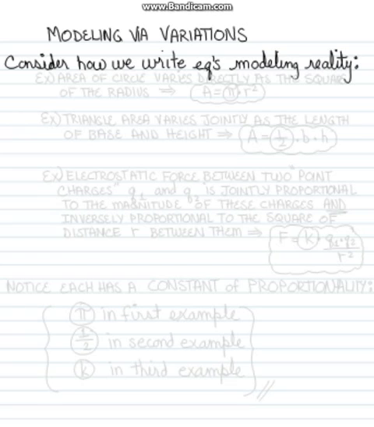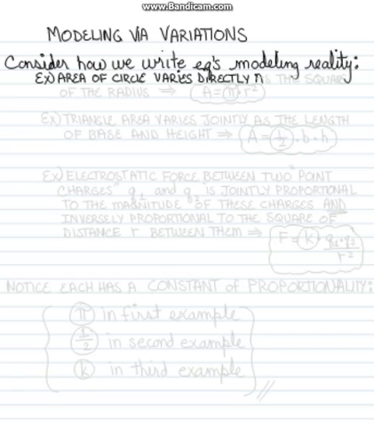Modeling by way of variations. Consider how we write equations that model reality. In our first example, we look at the formula for the area of a circle. We know the area of the circle is equal to the number pi times r squared.